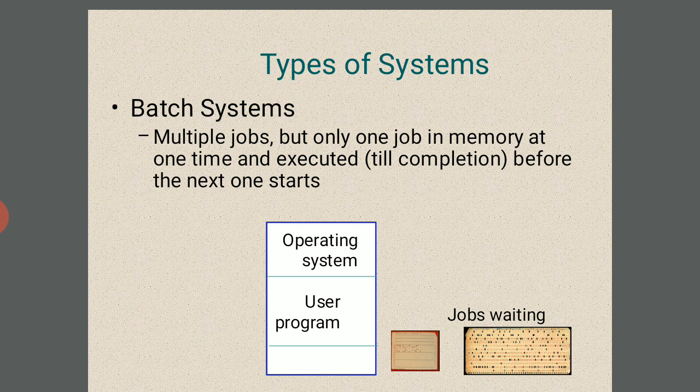In memory, one user's database is stored at one time, and then the next one is stored. Here we see one diagram: operating system, user program and jobs waiting. The first job comes to be stored in memory and the second job is waiting. The third job is waiting, the fourth job is waiting. When one is completed, the next one comes and is saved in memory in the user program area of the operating system.